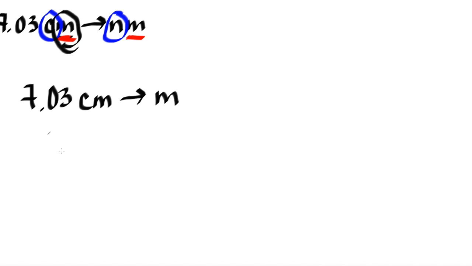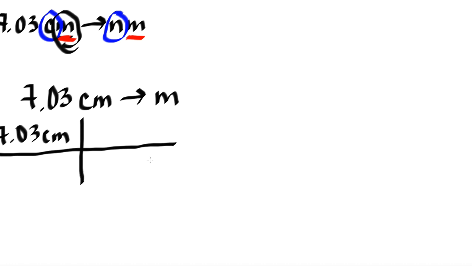Set up a problem saying 7.03 centimeters, going to this base unit of meters, and get an answer from this. So let's do this first. 7.03 centimeters. If I want to go to meters, that has to be left on top. Remember your basic math: if you want to cancel out a unit, I have to put it on the bottom.